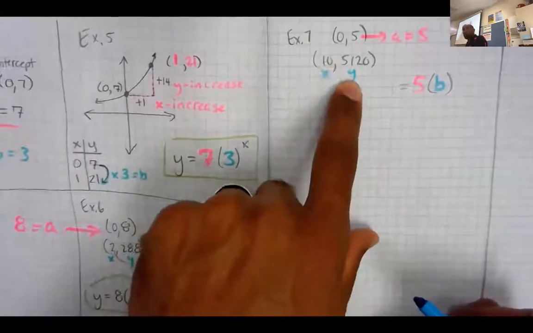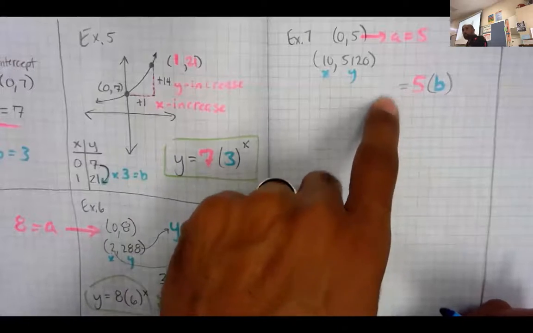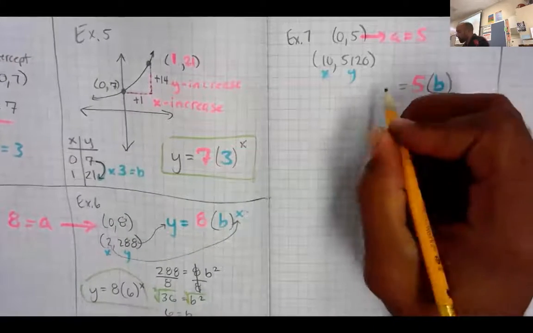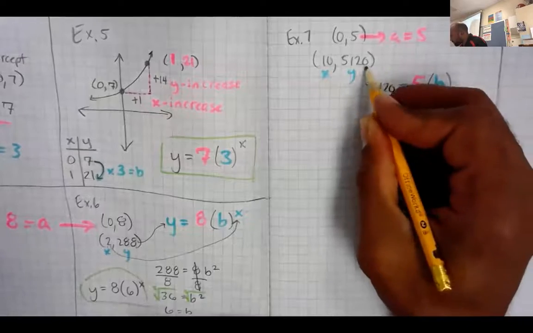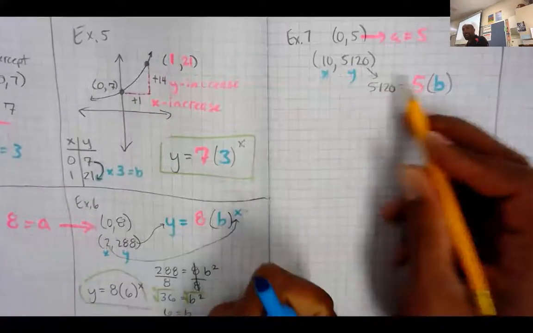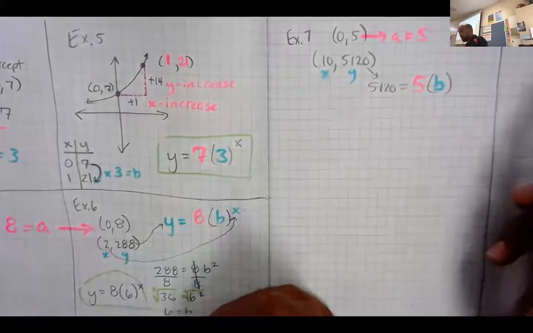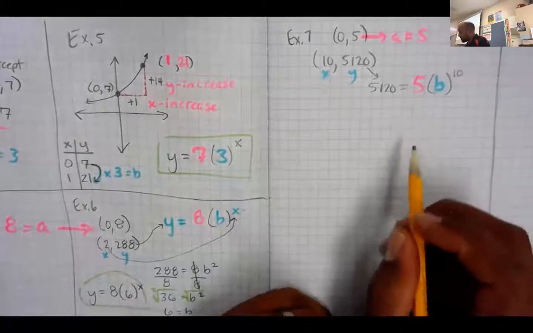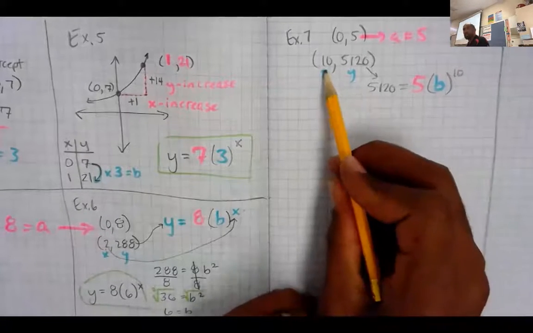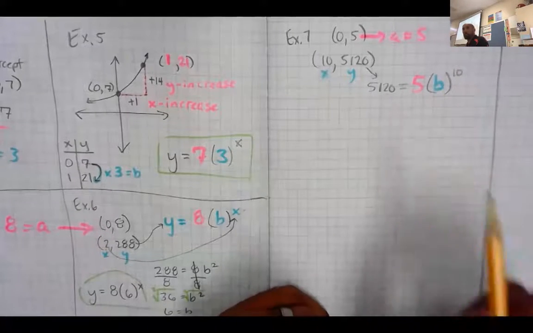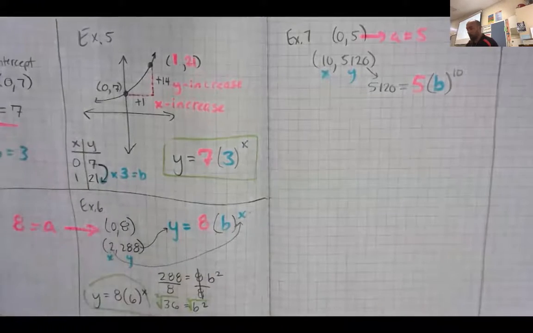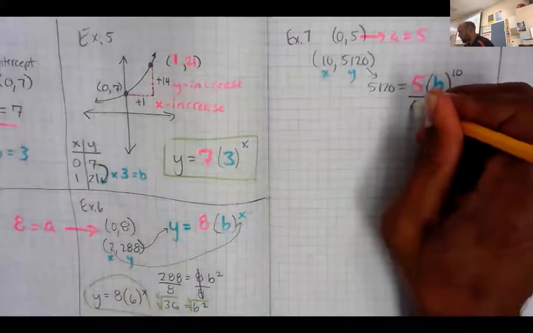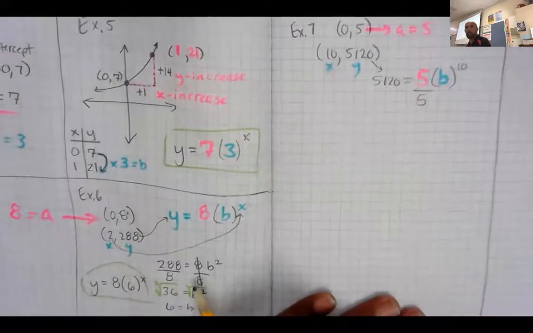So that y will go right in front because the equation starts with y. I basically will plug in 5,120 here, and then for the x, the exponent up here, I'm going to put the 10. So basically the x value goes to your x, the y goes to the y. All right, so now same steps as before. I'm going to divide the 5 from this side first, kind of like I divided the 8 down here.